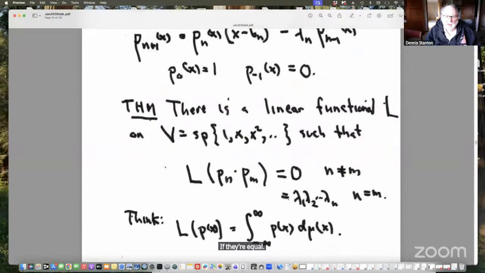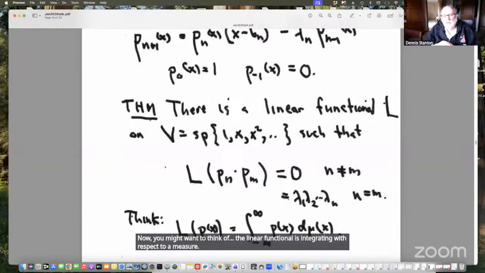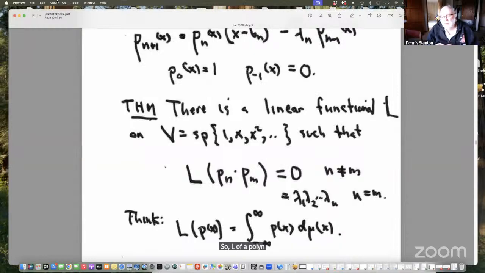Now, you might want to think of the linear functional as integrating with respect to a measure. So L of a polynomial is the integral of the polynomial. And it is true that if b_n is real and lambda_n is positive, then there is a positive measure for which L is equal to this. But the measure may not be unique. There could be more than one measure which has the same set of moments. So that's the review of orthogonal polynomials.